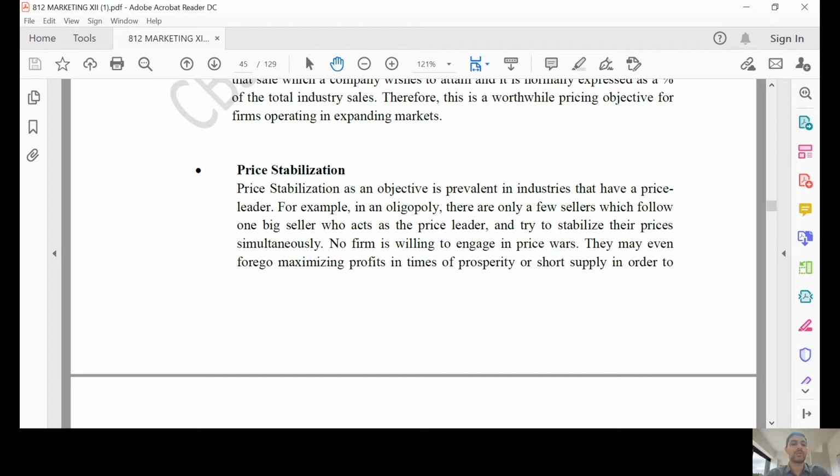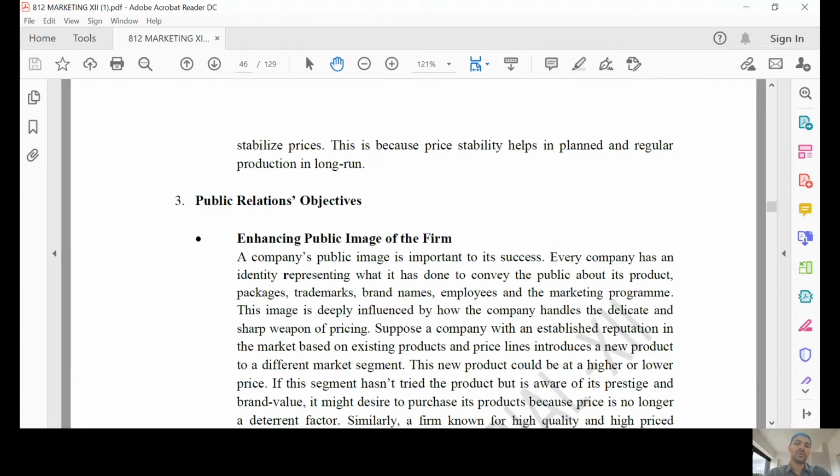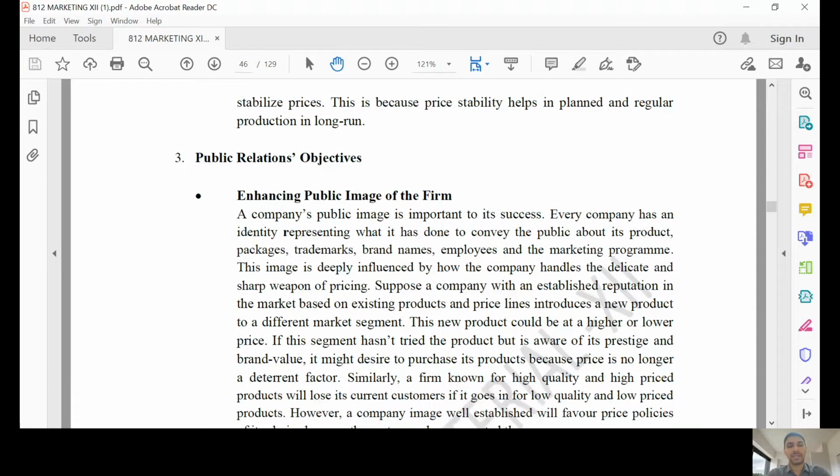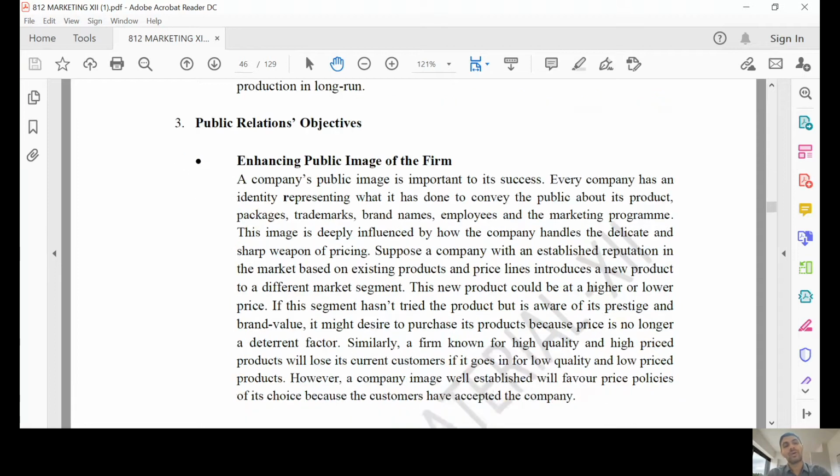That is also another important objective of pricing. A company should price in such a way that there is price stabilization. So the next set of objectives is the public relations objective. There is a positive relationship between public relations and higher price. There is a positive relationship between the image of the company as well as higher price.